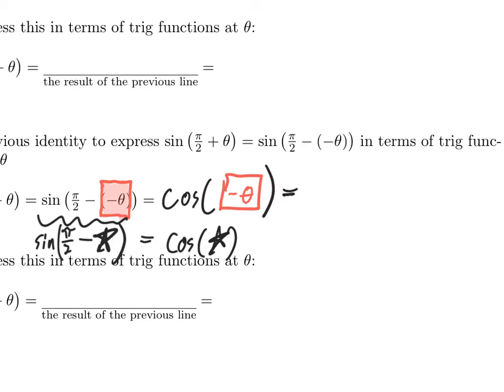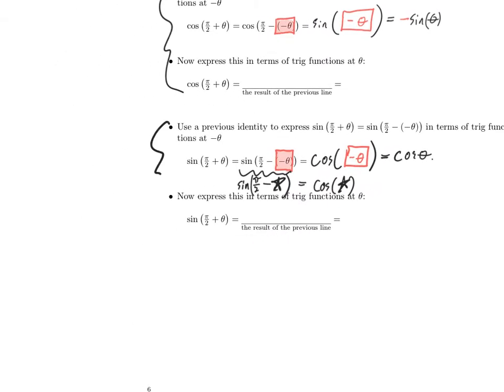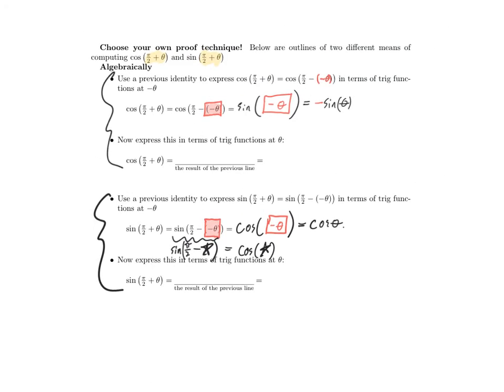Carrying on, what's the cosine of negative theta? Well, if you flip to the cover page, that top page in the notes, you'll see that the cosine of negative theta is exactly the same as the cosine of theta. And again, this is like two lines for the price of one. So, that's everything. That tells me what the cosine of pi over 2 plus theta is.